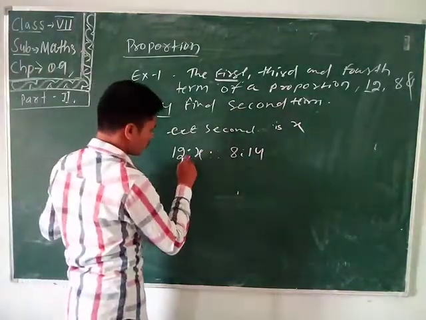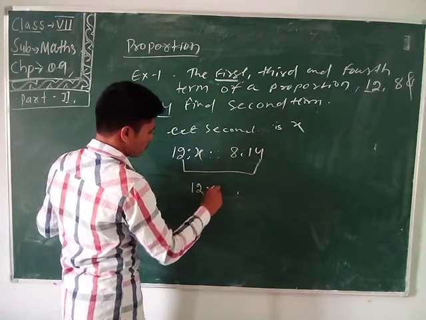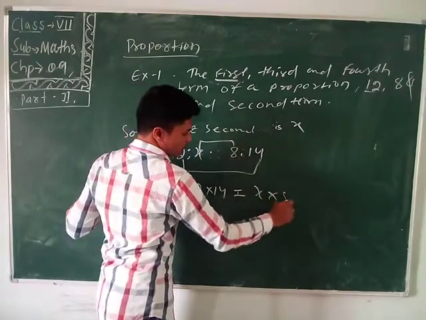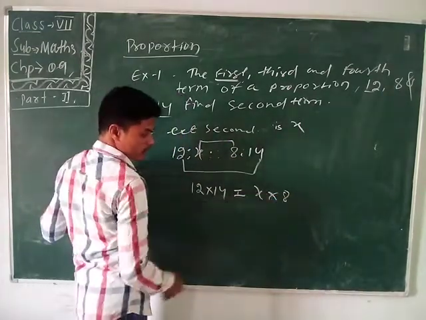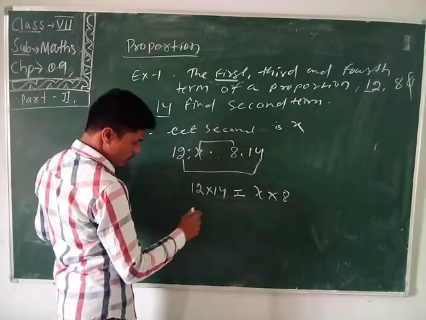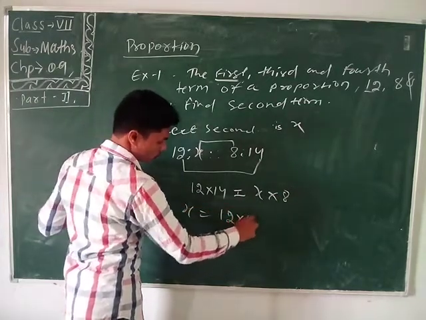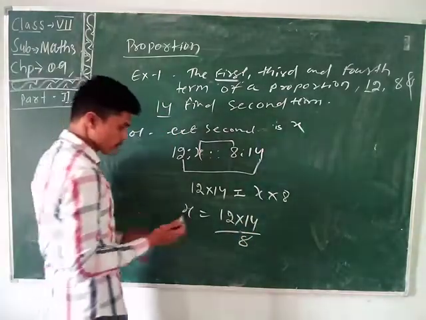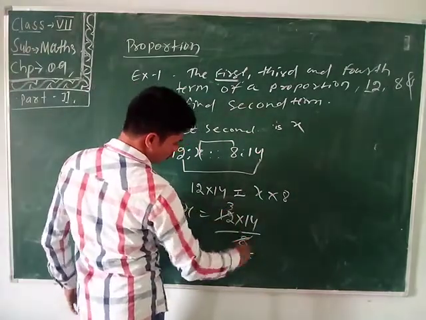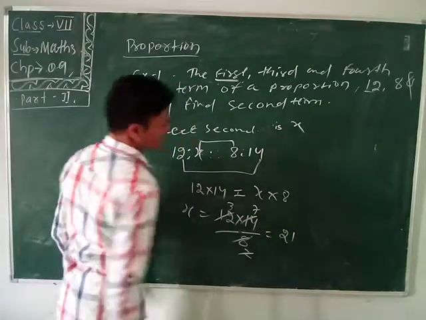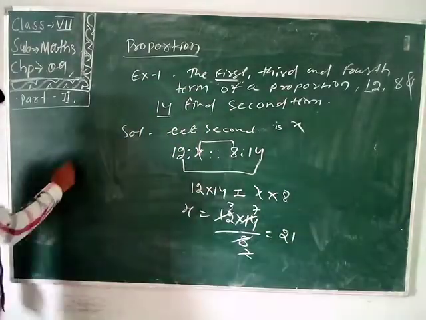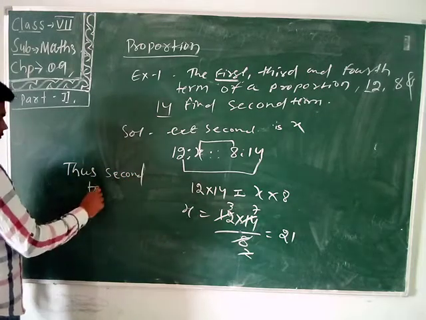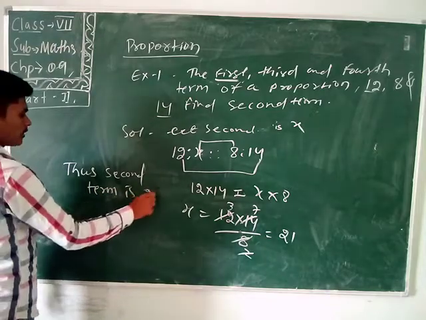We know the product of means and the product of extremes. The product of extremes equals 12 into 14, which is equal to the product of means, x into 8. Now we can divide, and we can write easily x equals 12 into 14 by 8. The number is divisible by 4: 4 threes are 12, 4 twos are 8, 3 times 7 is 21. Then x equals 21. So the second term is 21. Clear?